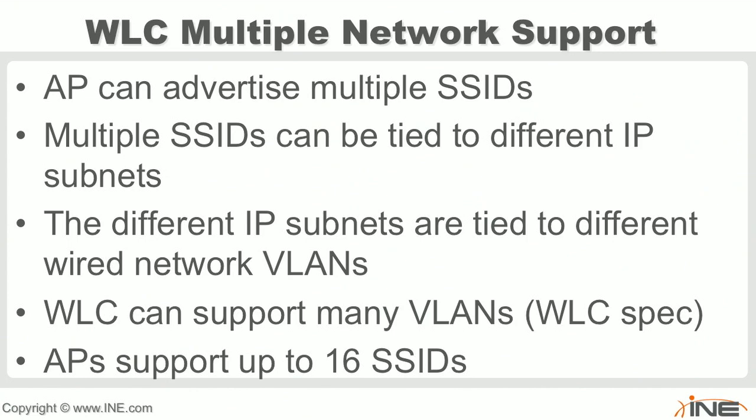So with wireless LAN control, we can deal with multiple networks. First of all, an AP, we've already said, can advertise multiple SSIDs. They can be tied to different IP subnets, different 802.1Q VLAN IDs. And a wireless LAN can support multiple VLANs based on the specification of the wireless LAN controller, the WLC. APs can typically support up to 16 SSIDs.